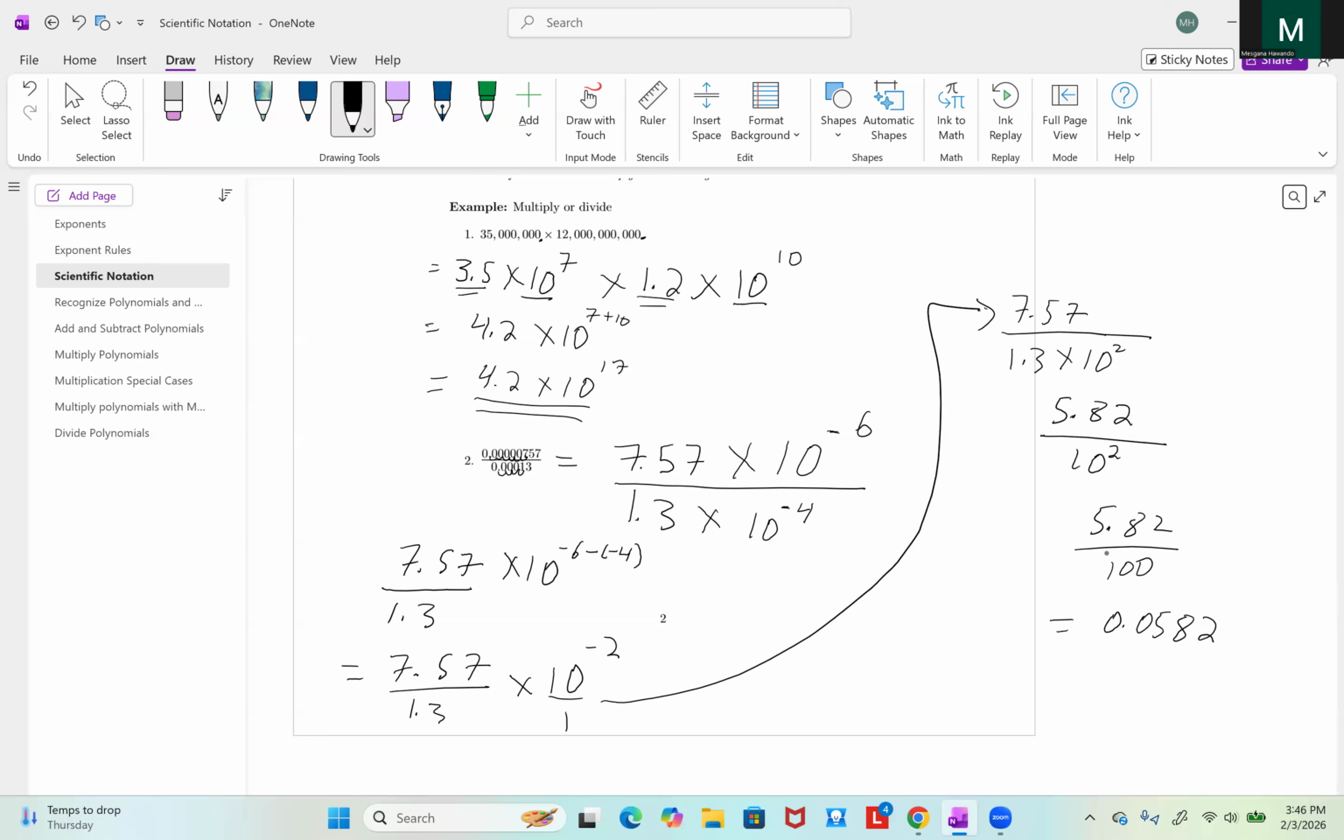0.0582. Remember, when we divide by multiples of 10, we drop the 100 and we move the decimal to the left by the number of zeros we have in the denominator. Here we have two zeros, so we move the decimal in the numerator 2 places. So this division is equal to 0.0582 in decimal notation. If we want to leave it in scientific notation, it becomes 5.82 times 10 to the power of -2.